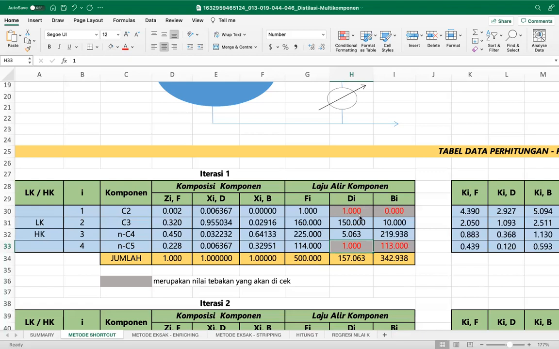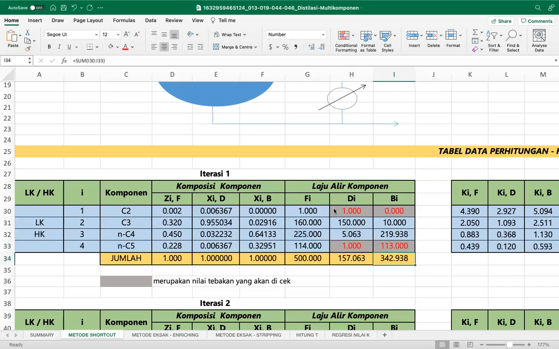So with that, you subtract the bottom from the feed. This one also, you subtract the bottom from the feed, and then you get the bottom. You also get the bottom here, from the feed to the distillate. Yes, basically that one there.